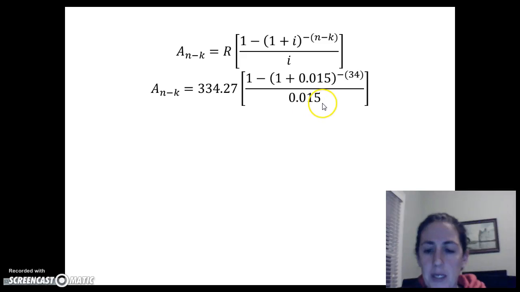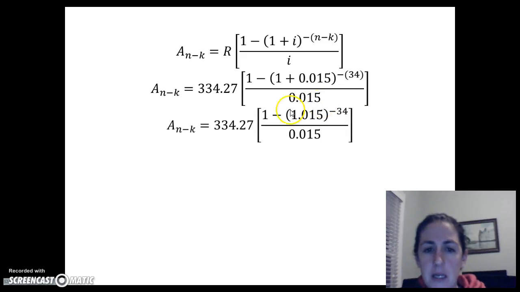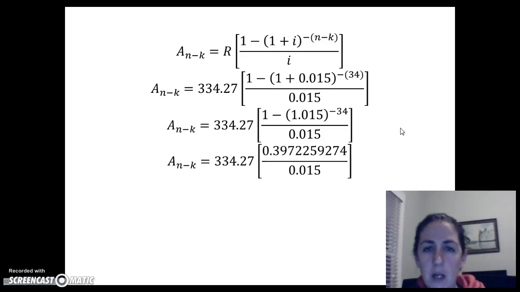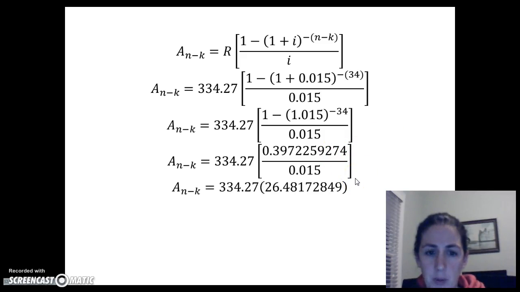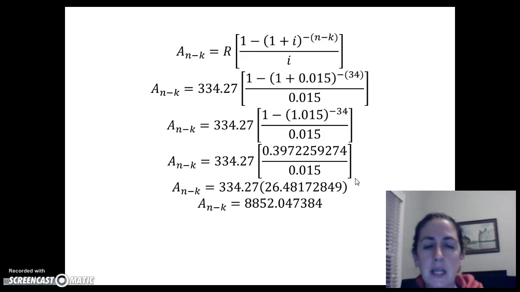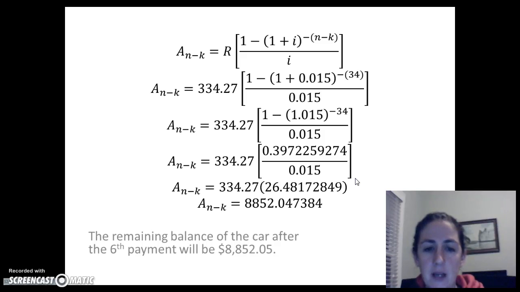As before, do your basic simplifications first. Now let's simplify the numerator. 1 minus 1.015 to the negative 34th power. Save your rounding for the end. Divide these two. Now you're ready to multiply by that 334.27. So if you wanted to pay off that loan today, you would need to write a check for $8,852.05. We'll expand a little bit more on this the next time I see you.